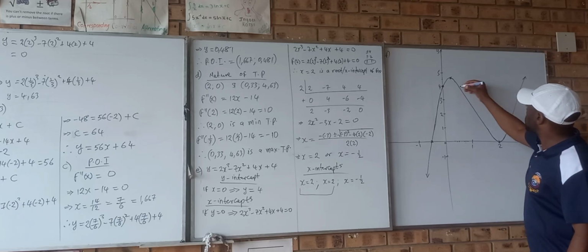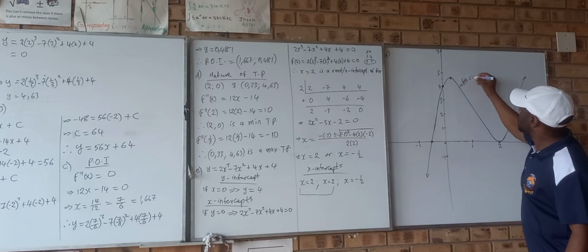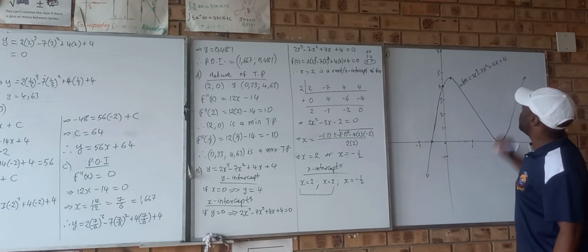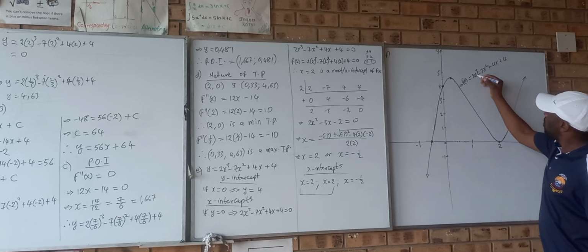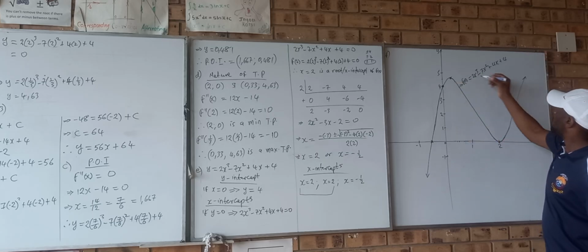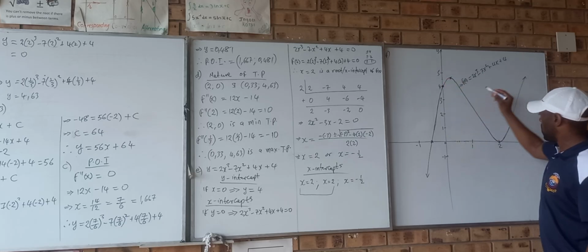So guys, this is the shape of the graph of f(x) equal to 2x cubed minus 7x squared plus 4x plus 4. Generally, we always say when the coefficient of x cubed is positive, your graph starts down and ends up. If it is negative, you're supposed to start up and end up.